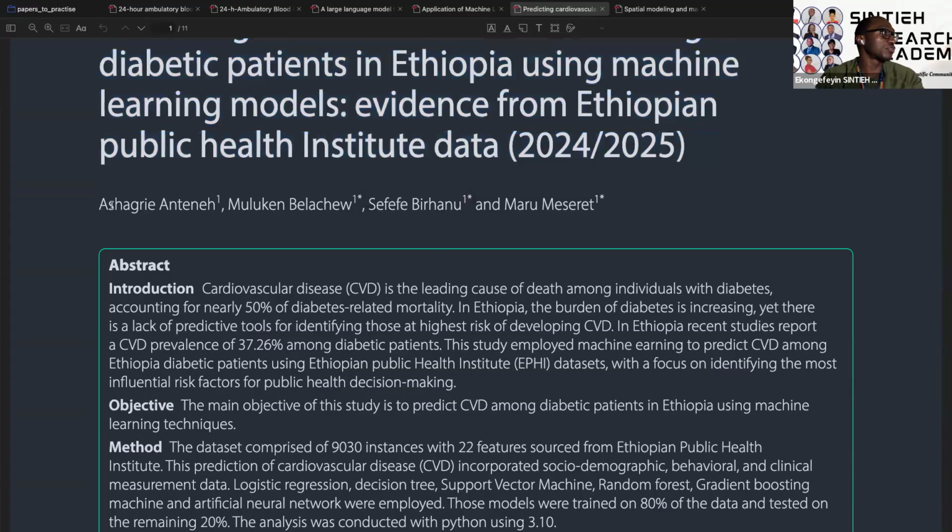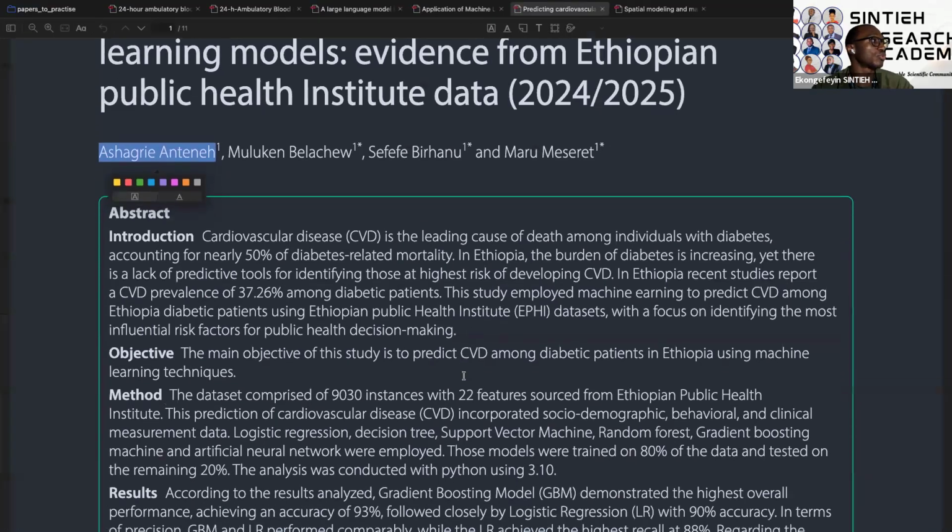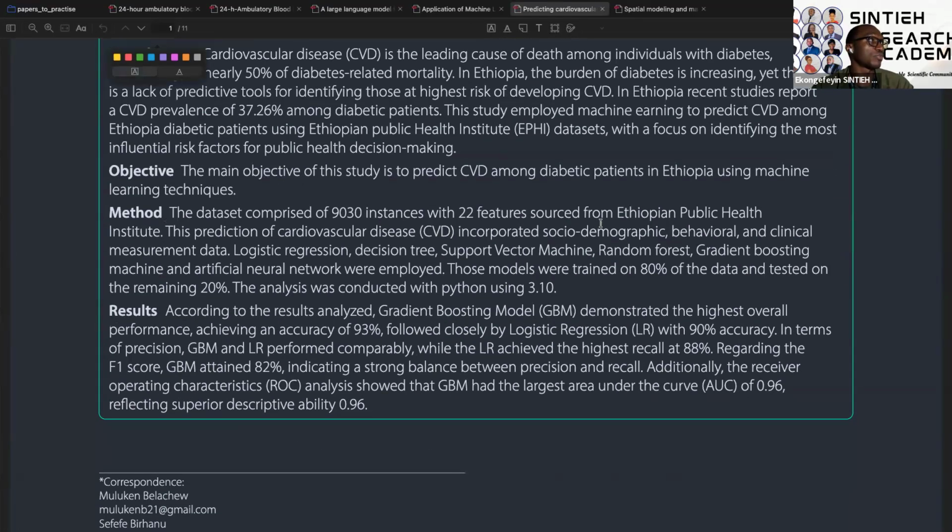I can take the first author's name because it's always good to have that. So I'm going to put him there. So we have the basics of the study region. But what was the setting of the study? So let's go to methods. I can read the abstract, but it doesn't tell me much. The data comprised 30 instances of features sourced from the Ethiopian Public Health Institute. This prediction was a socio-demographic design using support vector machine learning and all of that.